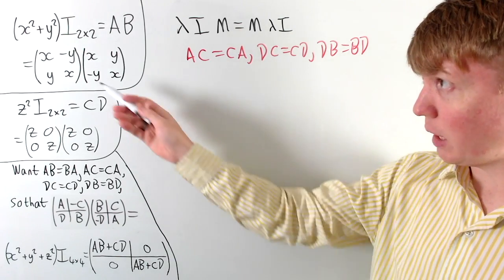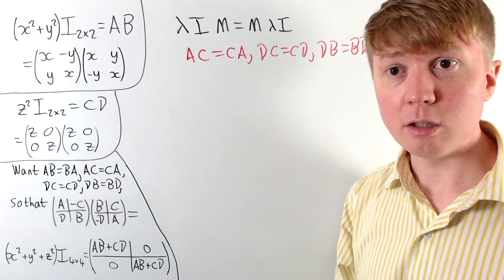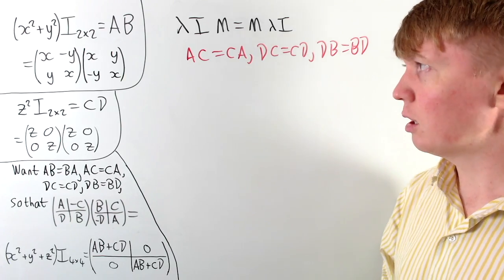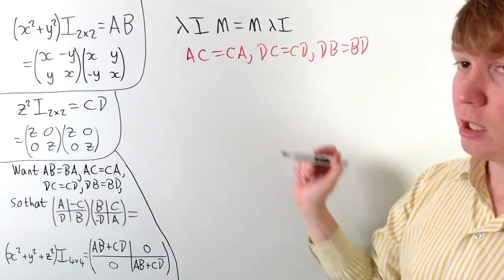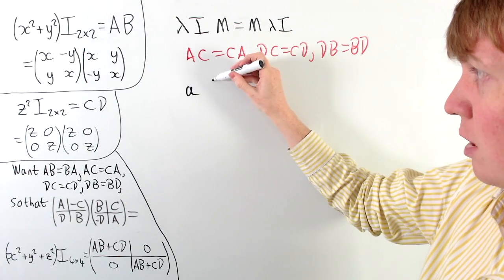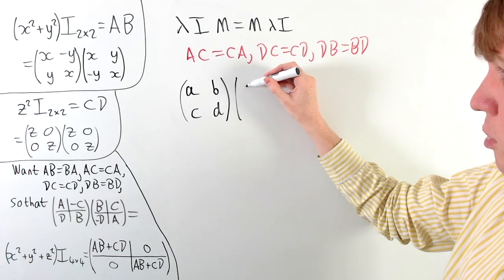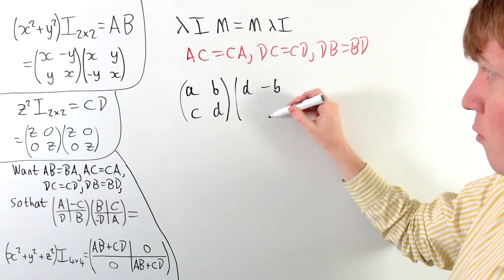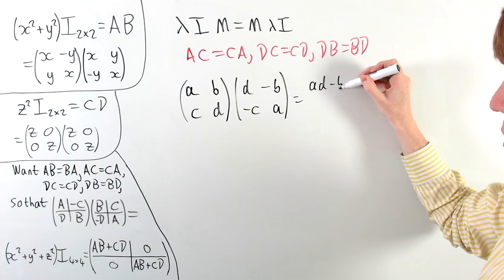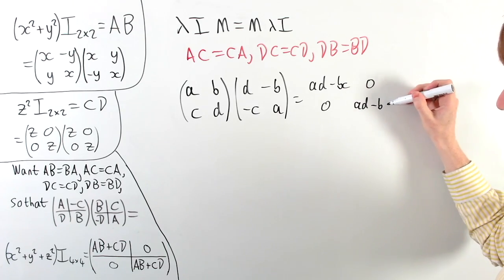So you could check this by hand for this example, just by multiplying B times A, you can verify that this is the same thing as having A times B. The only issue now is we could actually do this in even more generality, because we followed a structure here of having a matrix A, B, C, D, and multiplying this by almost the inverse, where you've got D, negative B, negative C, A, and we get AD minus BC, 0, 0, AD minus BC.